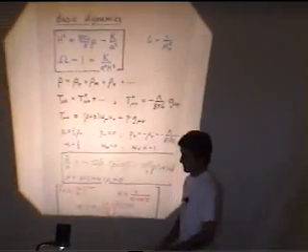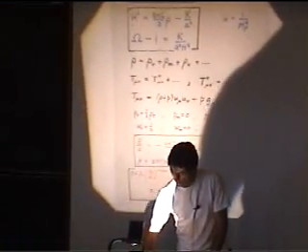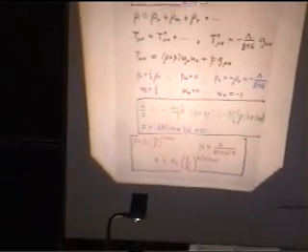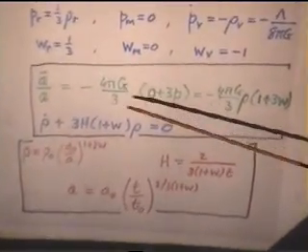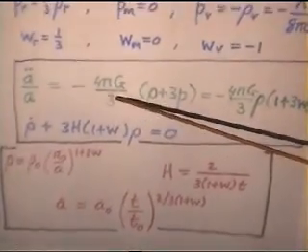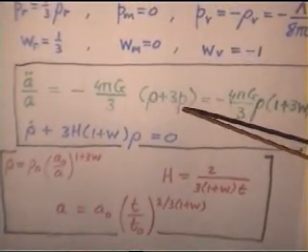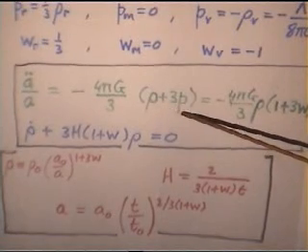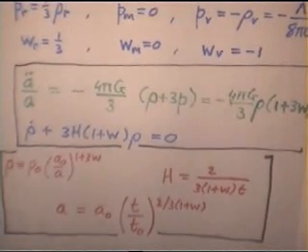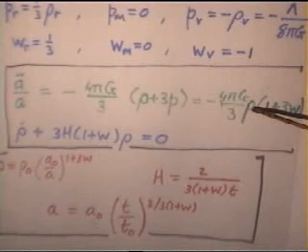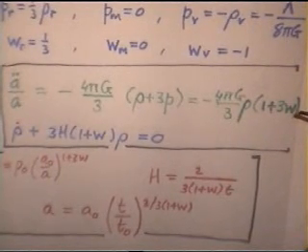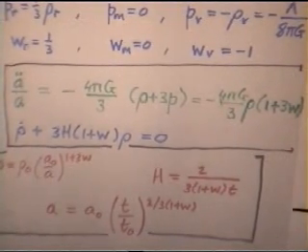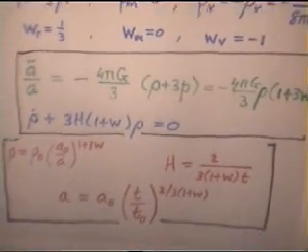You also saw the other field equation, which relates the second derivative of the scale factor to the energy-momentum tensor, namely a double dot over a is minus 4 pi G over 3 into rho plus 3p, where this is the total rho and the total p. So I can write that as minus 4 pi G over 3 rho times 1 plus 3w, where w is just the total equation of state parameter.